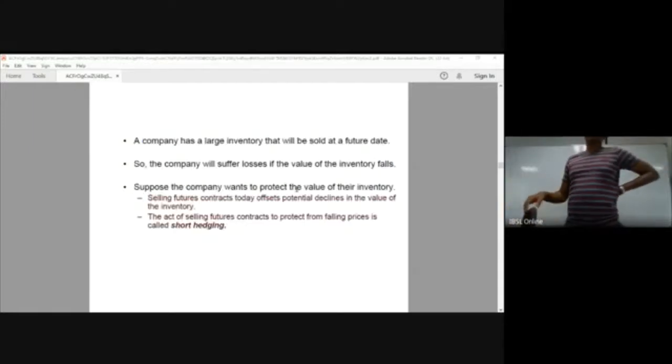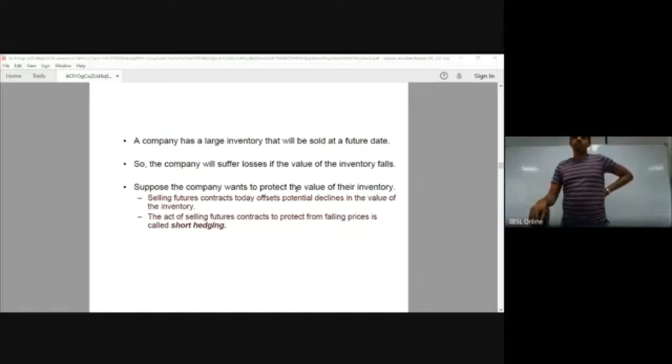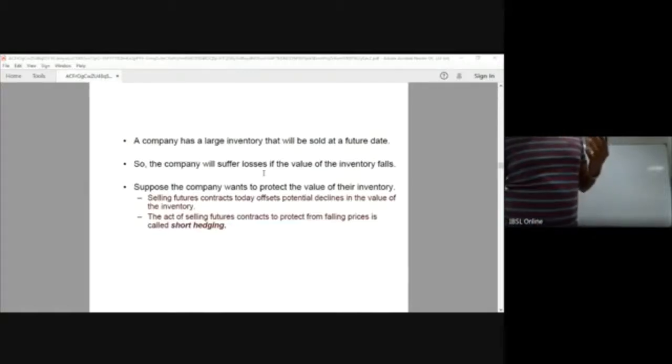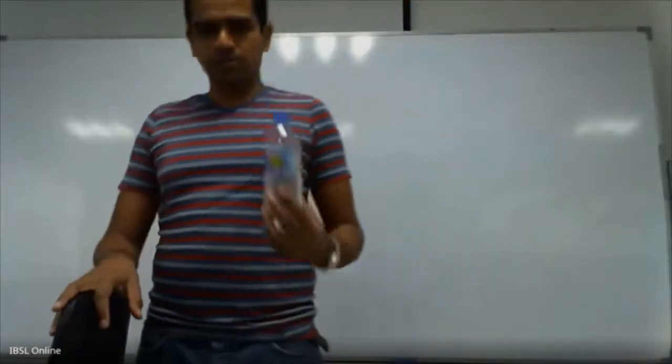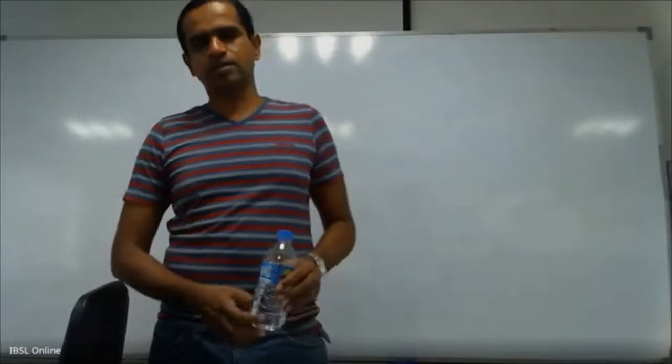A company has a large inventory that will be sold at a future date. So the company will suffer losses if the value of that inventory falls, isn't it? Because, for example, if you're selling water bottles, right, and all of a sudden there is a price ceiling or whatever that comes on the price of a bottle, and prices drop, then the inventory value will fall, right? So the balance sheet value will fall. They'll take a hit.